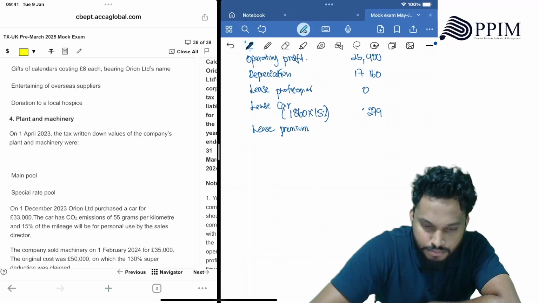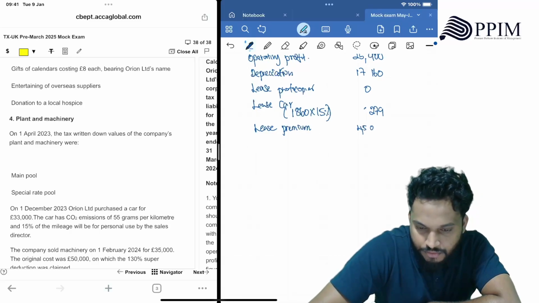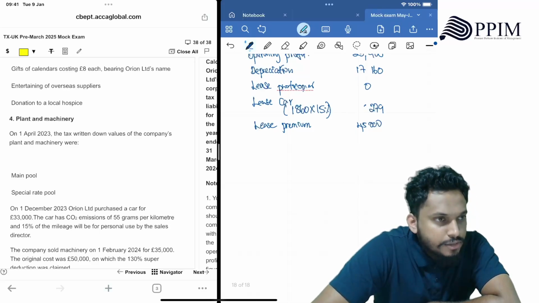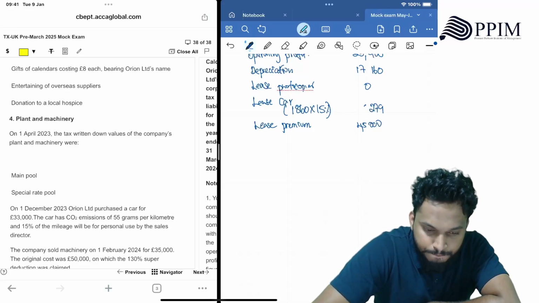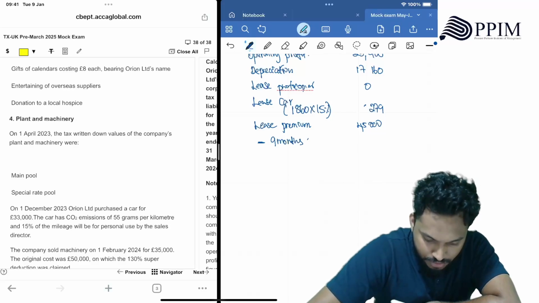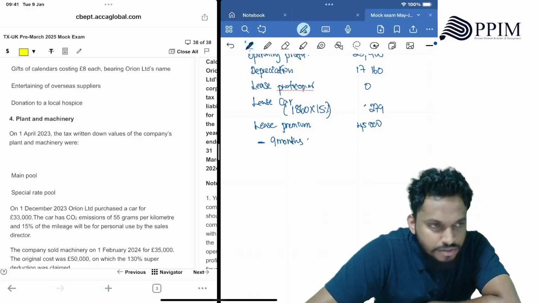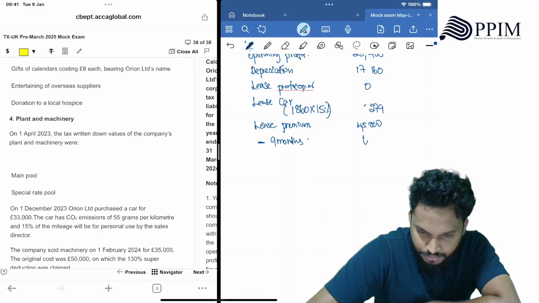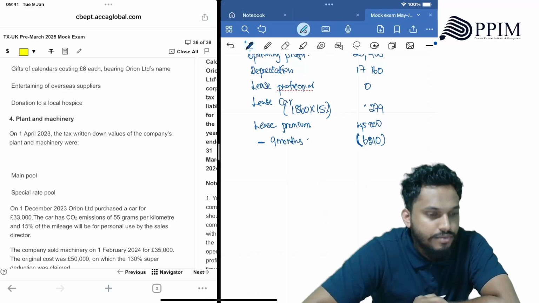So the next one is the lease premium. How much was it? 45,000. And then we did that adjustment, the capital element. I'll directly take it for 9 months. For the 9 months lease, it was 6,000 something. How much? 6,210, a negative. Fine.